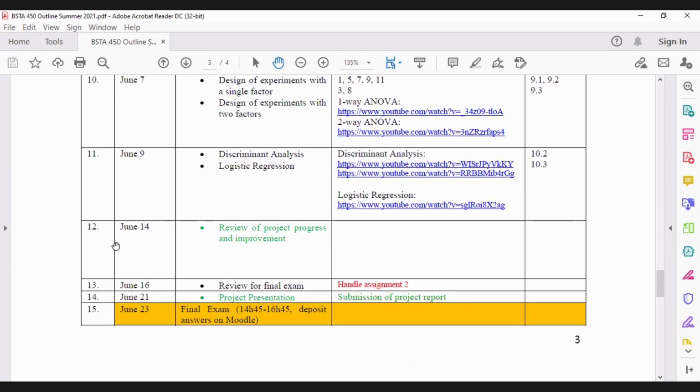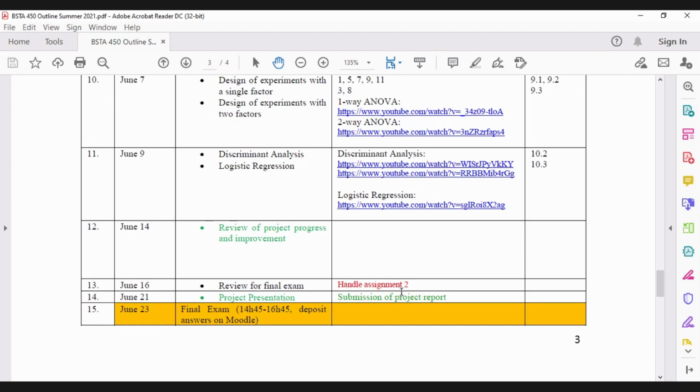Today, 14th of June, I review with you the project progress. Because the last lecture was last Wednesday, June 9, the next class will be a review for the final exam, and you need to hand in assignment number 2. June 21, project presentation, and submit the project report. The project report itself will be the presentation, saved in PDF format. I will post a folder on Moodle where to deposit your presentation. June 23 is the final exam.